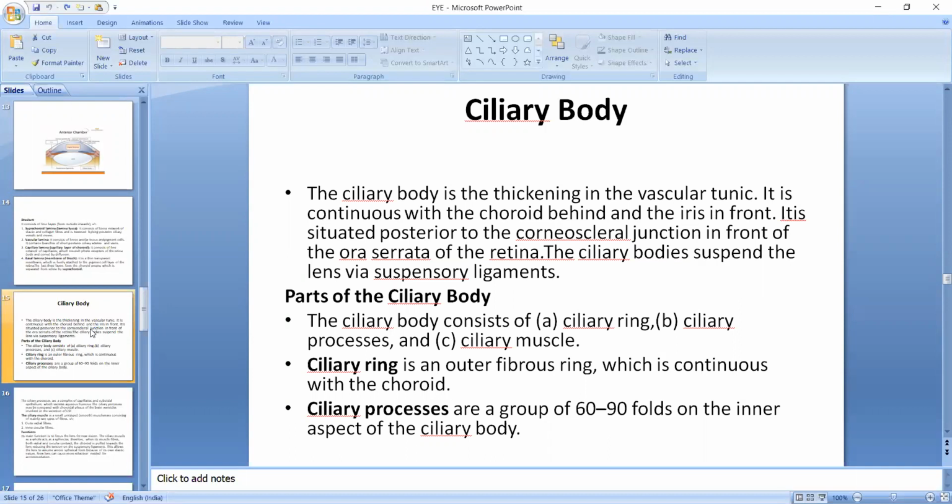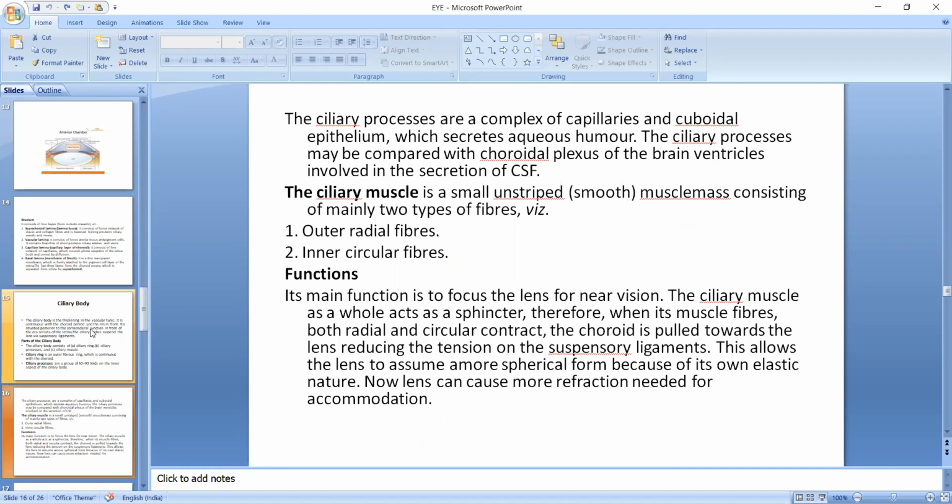And now we can see the parts of the ciliary body. These are the ciliary ring, ciliary processes, and ciliary muscle. The ciliary ring is the outer fibrous ring which is continuous with the choroid, and the ciliary processes are a group of 60 to 90 folds on the inner aspect of the ciliary body. The ciliary processes are a complex of capillaries and cuboidal epithelium which secretes aqueous humor. The ciliary process may be compared with the choroid plexus of the brain ventricles involved in the secretion of the CSF.